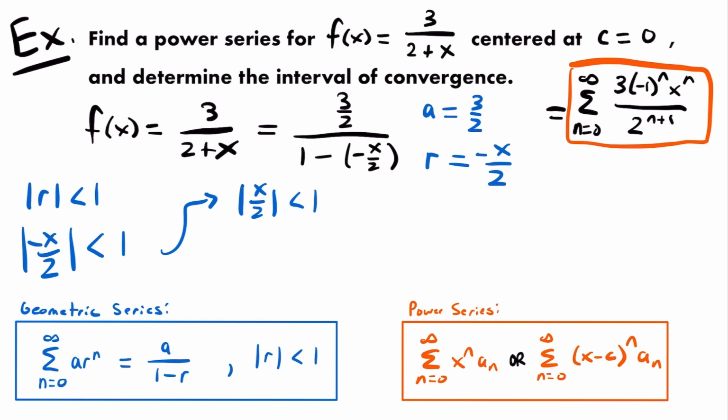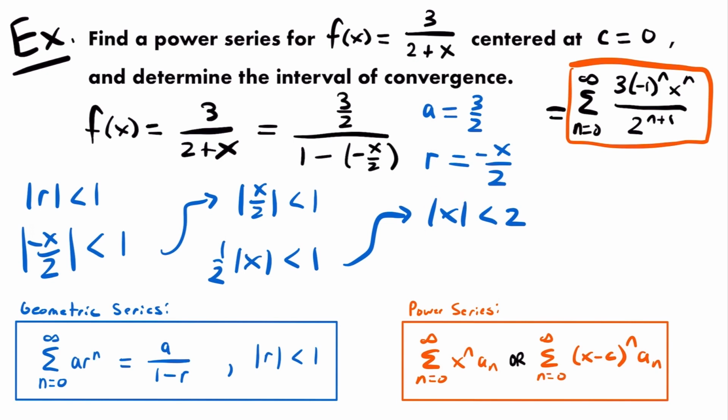All right, and then at this point, the absolute value bars aren't going to affect this 1/2 or this 2 in the denominator, so we can pull that out, and we'll have 1/2 times the absolute value of x is less than 1. Now, if we multiply both sides by 2, that will eliminate this 1/2, and that will give us that the absolute value of x is less than 2. All right, and so now at this point, we can actually determine the radius of convergence.